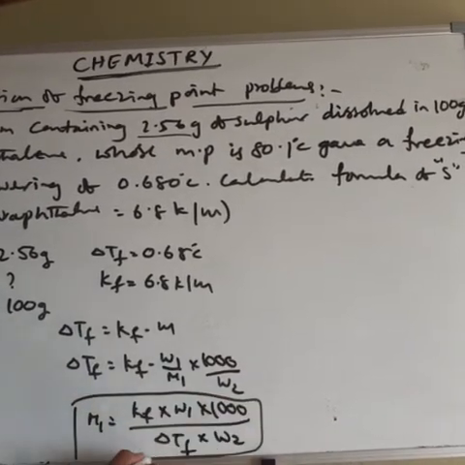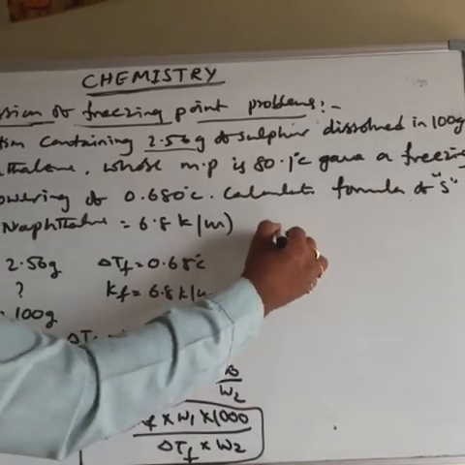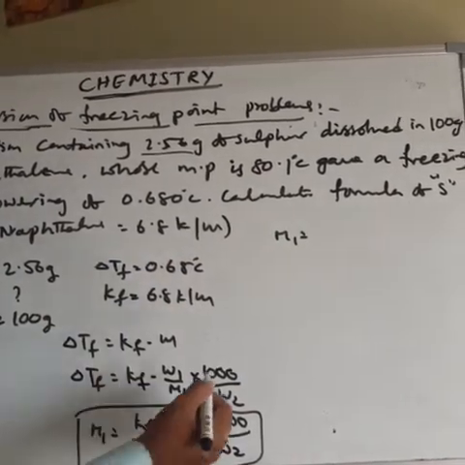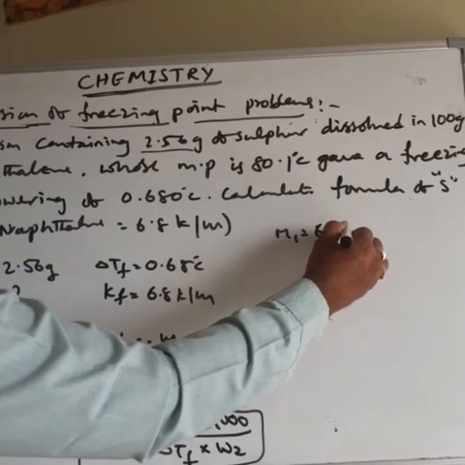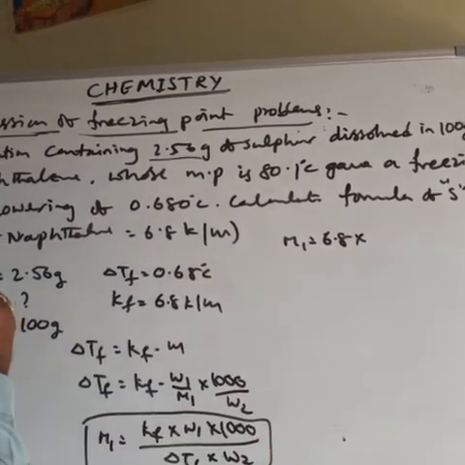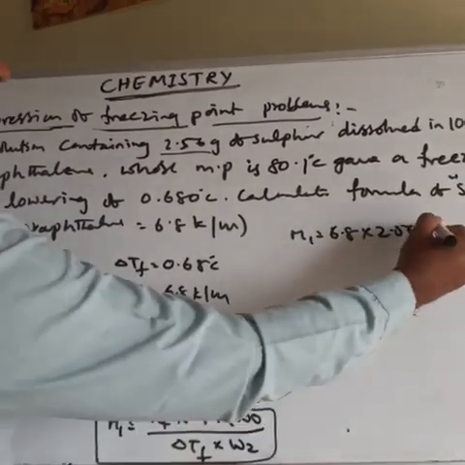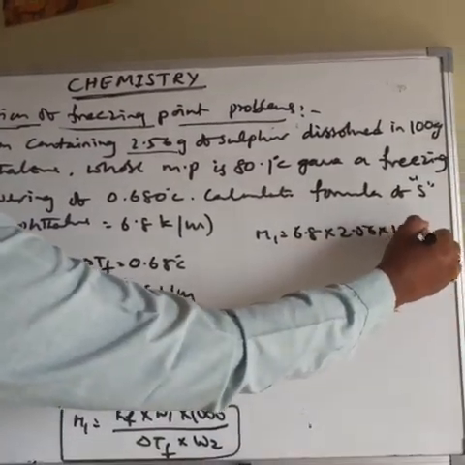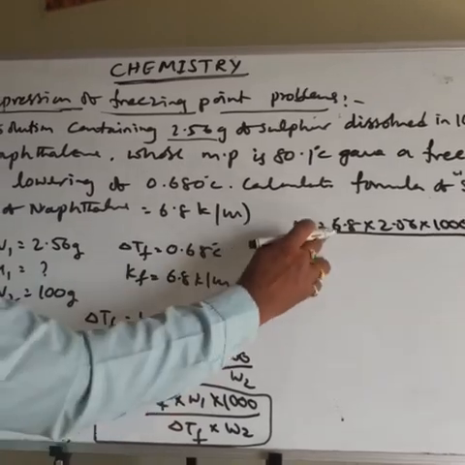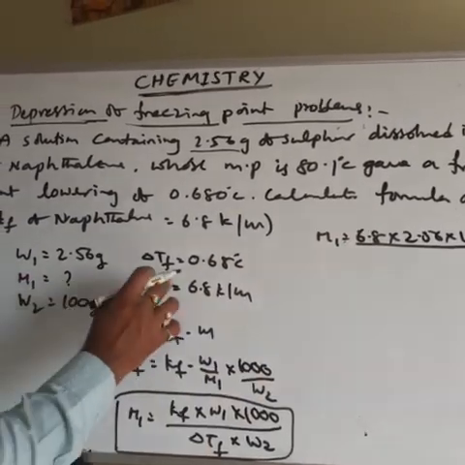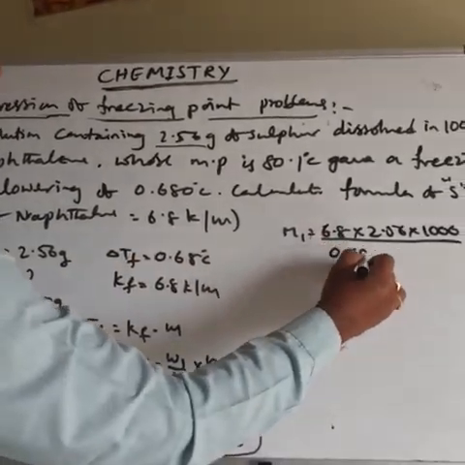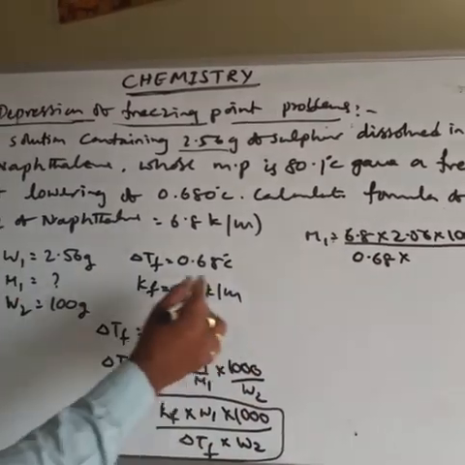Then substitute all these values in this one. Then M1 is equal to KF value 6.8 into W1 value 2.56 into 1000, divided by delta TF value 0.680 into W2 value 100.